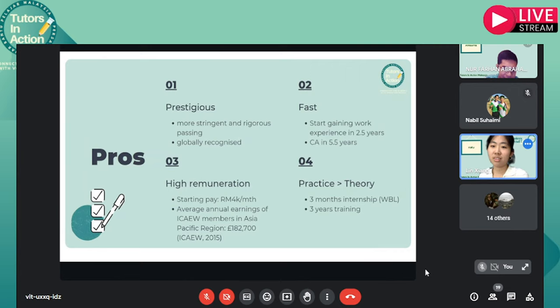So next we have practice over theory, like what I mentioned just now, right? I was 19 last year and I already got the chance to go for an internship. My peers are mostly still foundation students, while we already get a glimpse of the real working world. And also the 3-month training contract literally allows you to graduate with 3 years of work experience, which is something special about this program.